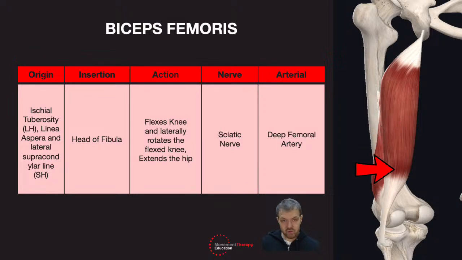Again, it crosses two joints apart from your short head. So the long head is the one that is likely to get injured, because it crosses two joints and has two actions.